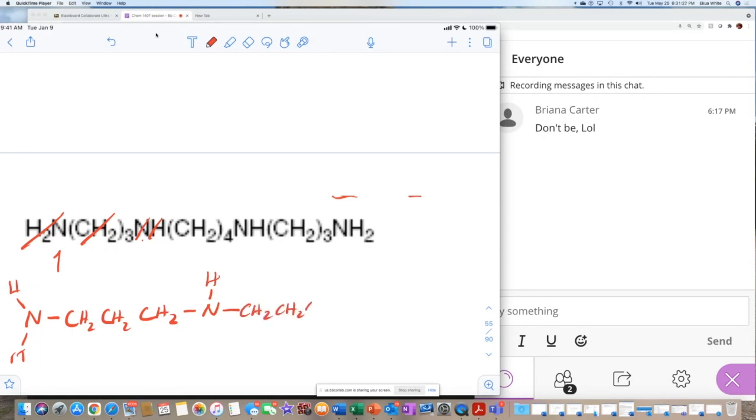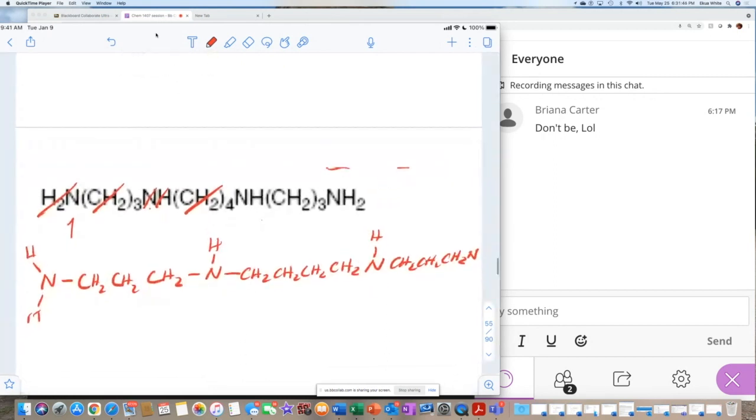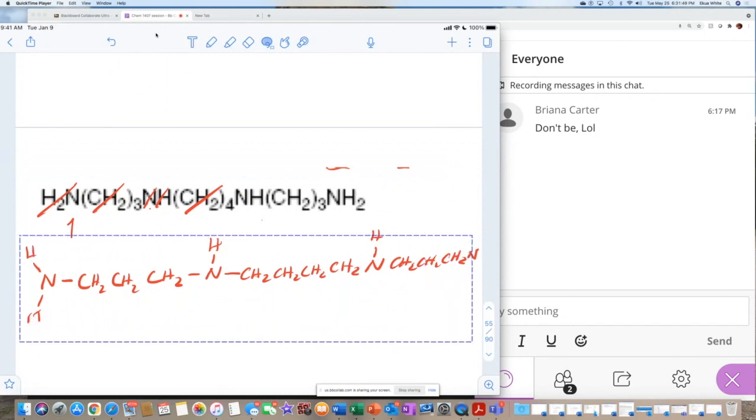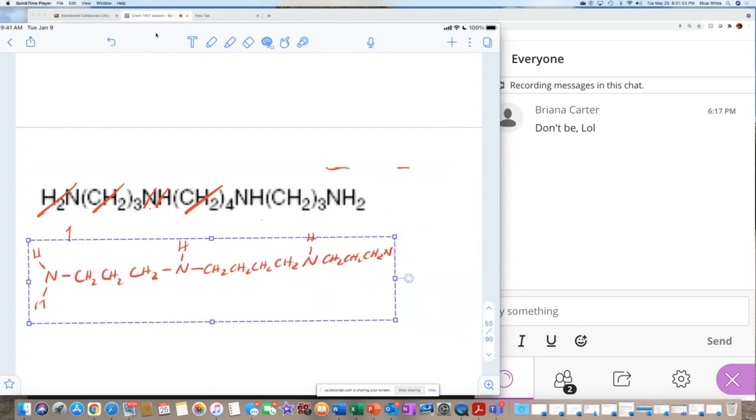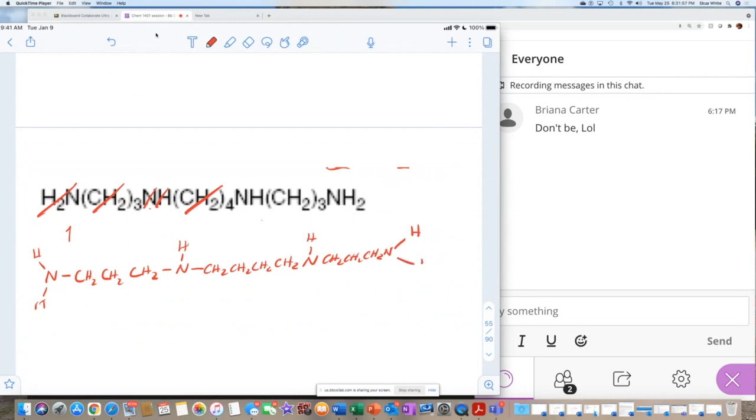Then I have what? CH2, CH2, CH2, CH2. I'm going to have to minimize this structure. I'm running out of room. Four CH2s. Then I have a nitrogen attached to a hydrogen. Then I have CH2, CH2, CH2. Then finally my last nitrogen. Wow. Let me minimize that before I complete the structure because I think I ran out of room. Okay. So finally, I have an H here and an H here.